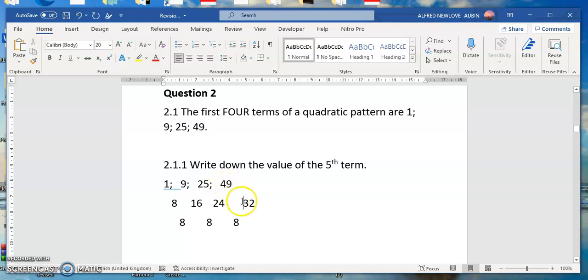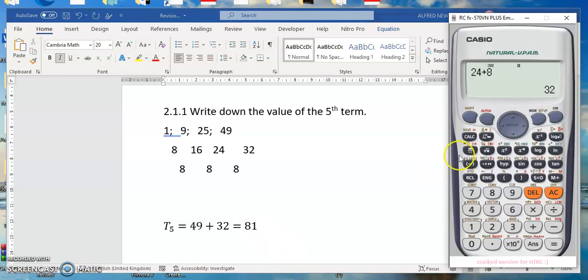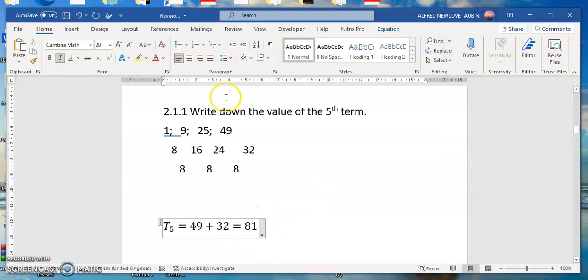49 plus 32. So let me write that one. So 49 plus 32. This one is going to give us 81. So we have a 49 plus 32. It gives us what? 81. That's why we have this one here. Okay. Let's continue with the next question.